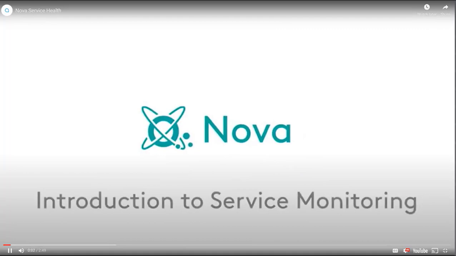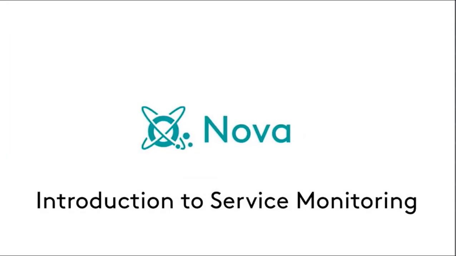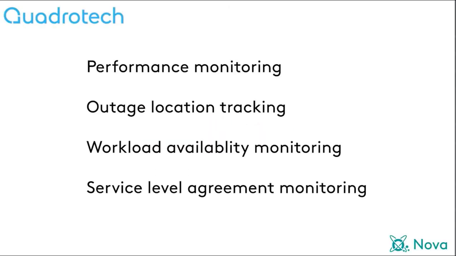Nova Service Monitoring provides Office 365 workload availability monitoring that helps an organization see Office 365 reliability. For example, Nova Service Monitoring can tell an organization if their users might be experiencing degraded performance of Office 365, if certain locations are experiencing an outage, as well as when service to the location is restored, if certain workloads are available or unavailable, and if the conditions of their service level agreement are being met.